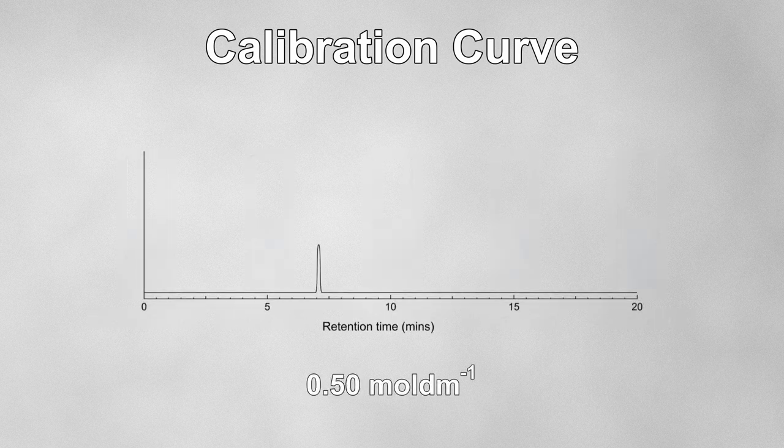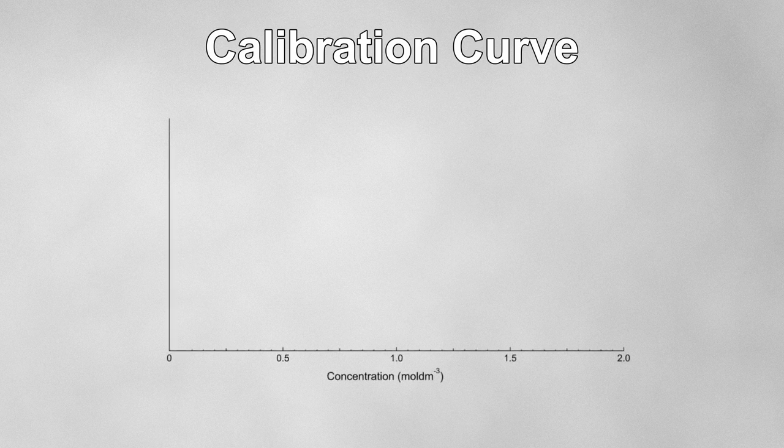We should see that each solution produces a peak at the same retention time, but with higher concentrations, the detector response will increase. The type of response depends on the type of detector, but let's just call it peak area for now. By plotting concentration against peak area, we should get a straight line. This is our calibration curve.